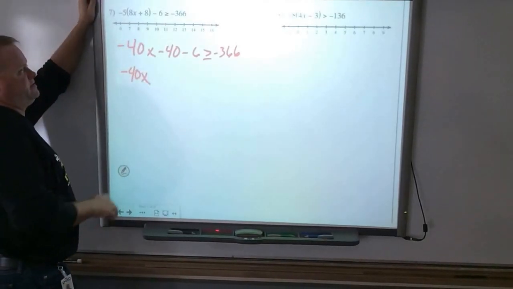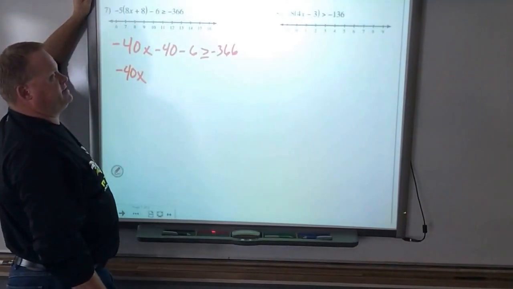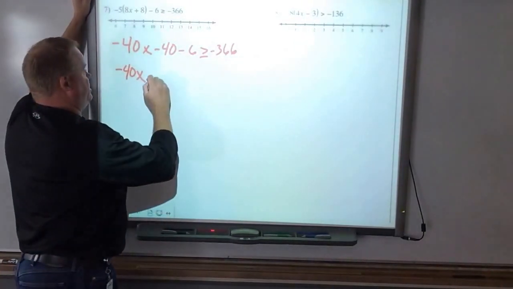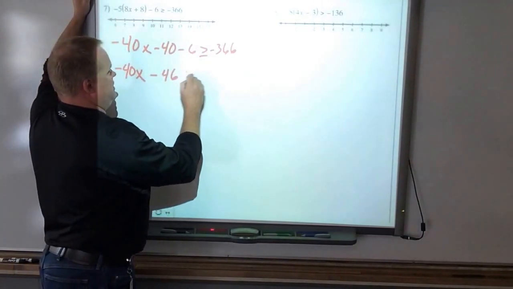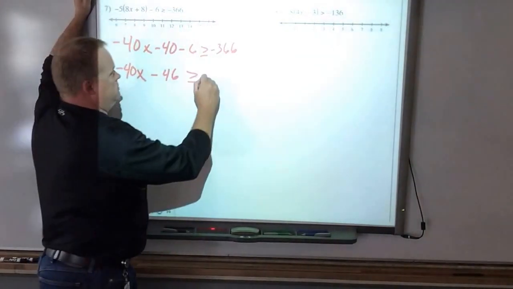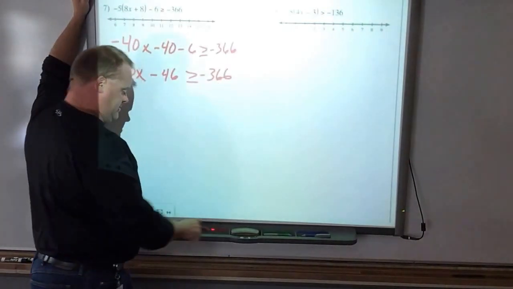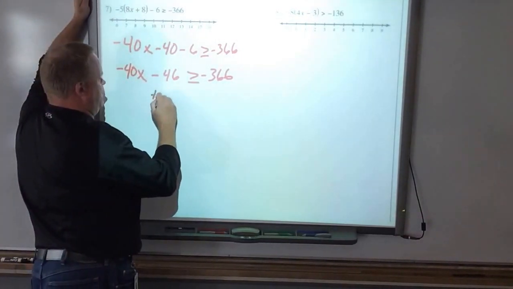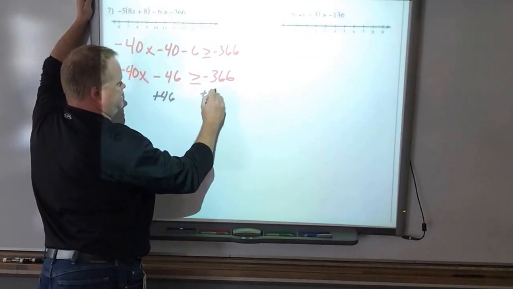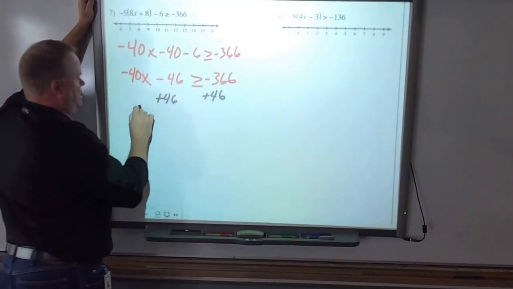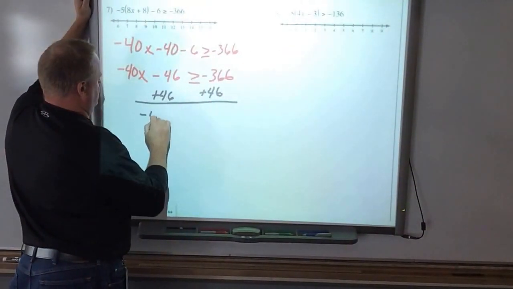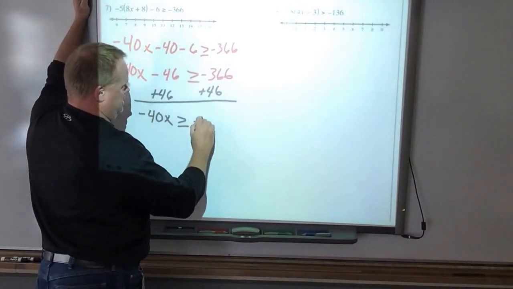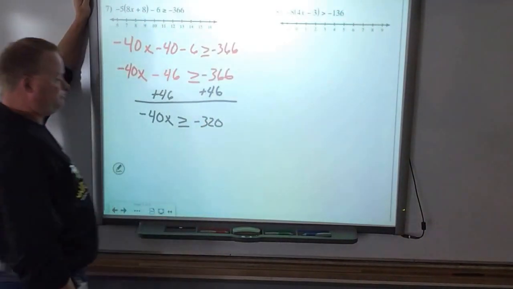That can just kind of hang out for a second. -40 minus 6 is the same thing as saying -40 plus -6, which is -46. And that's going to be greater than or equal to -366. I'm going to change colors here. Now, I'm going to add 46 to both sides because I want to get rid of that -46 on that side. That's going to leave me with -40x greater than or equal to, what is that? That's -320.